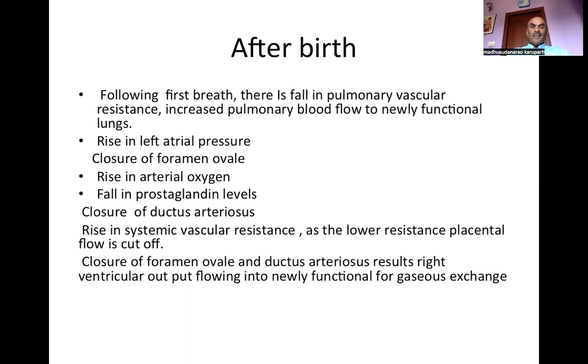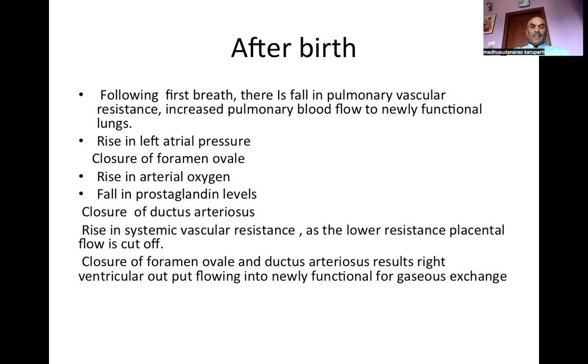There is a rise in oxygen content and a fall in prostaglandin levels, because the placenta is the source of prostaglandins. Once the placenta is removed, there is a sudden fall in the prostaglandin level. This results in the closure of the ductus arteriosus.